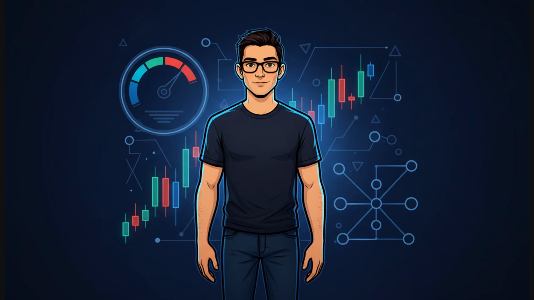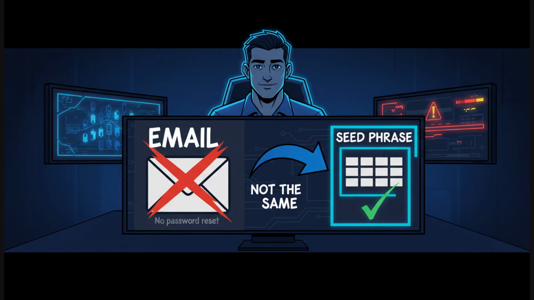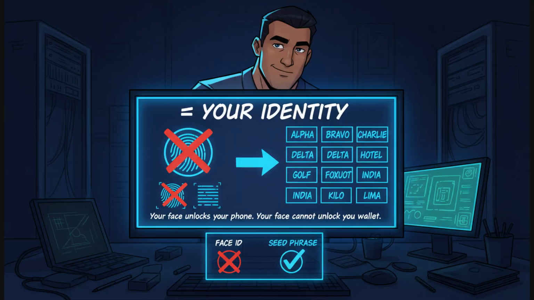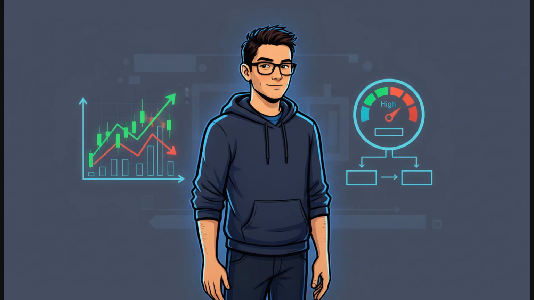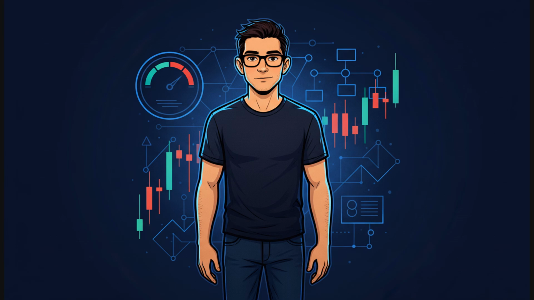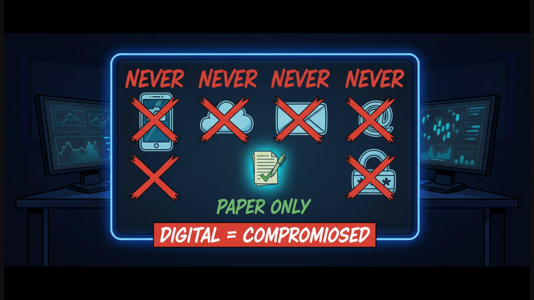Think about what that means for a second. Those words are your wallet, not your email, not your phone number, not your face. Those 12 words are the only thing standing between you and absolute control of your funds. This is point number one. It is the most important thing I can tell you today. Write it down. Store it somewhere safe. Never, ever store it digitally.